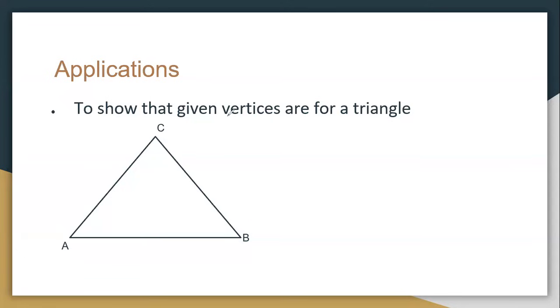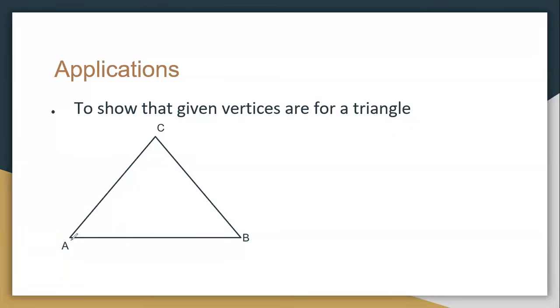Now, where can some scenarios come from? We can have a scenario whereby they tell you to show that the vertices, the corners, form a triangle. Whenever you have any triangle and you want to prove surely that what you have is a triangle, because not all figures that you have will form triangles, how do we prove it?